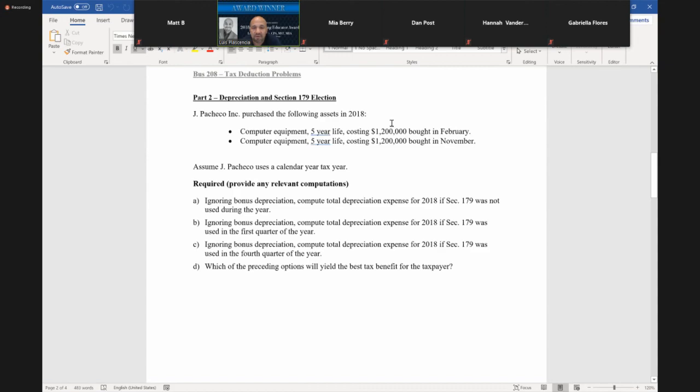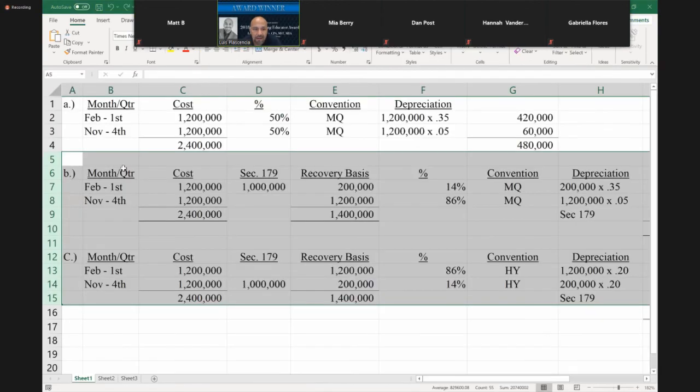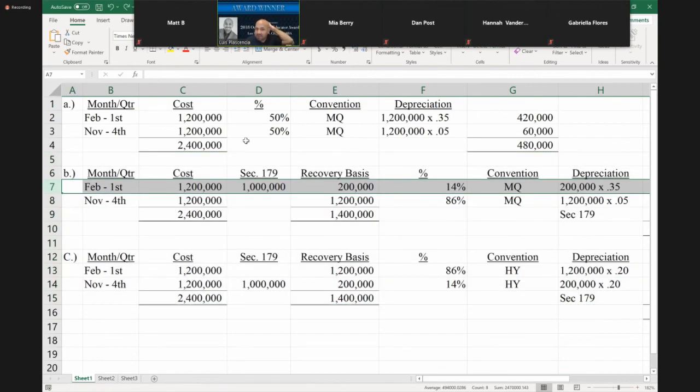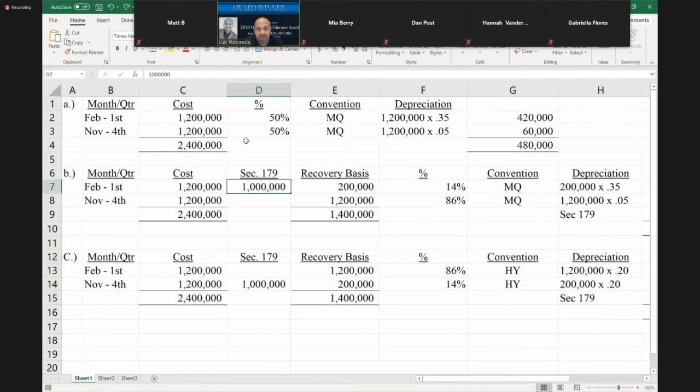Let's apply the section 179 in the 1st quarter. Again, I'm using the maximum amount for 2018, which was $1 million, not the $1,020,000, which is what they have now in 2019. So I'm using $1 million.